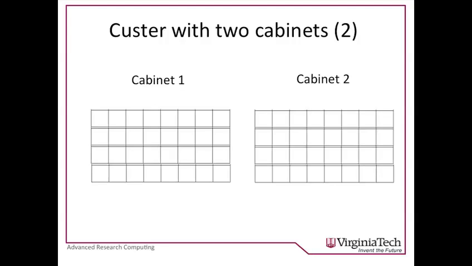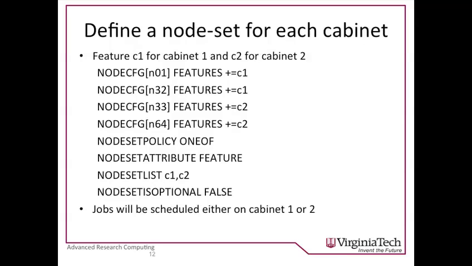We have 2 cabinets. Each cabinet has 4 enclosures, and each enclosure has 8 nodes. So we want the job to be either in the left cabinet or in the right cabinet, but not to span both cabinets, so that we minimize networking latency. To do this, for each node, we define to which cabinet it belongs. So node 1 belongs to cabinet 1, so we define the feature. Because we have 32 nodes in each cabinet, nodes 1, 2, up to 32 will all have the feature C1. Nodes from 33 to 64, which is the second cabinet, will have the feature C2.